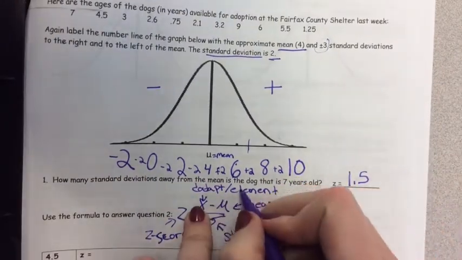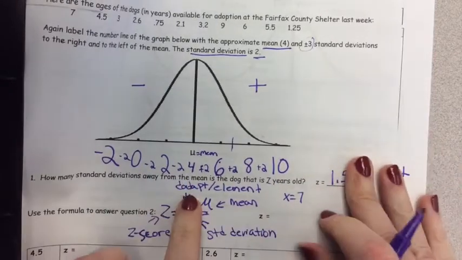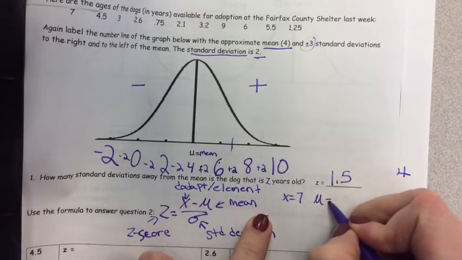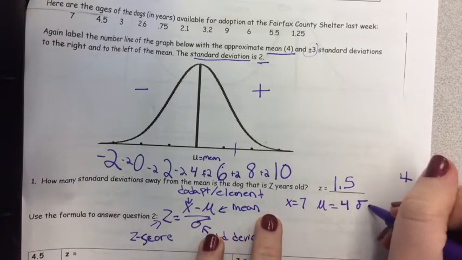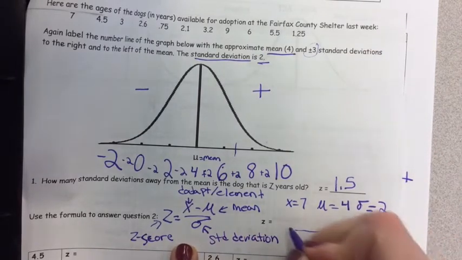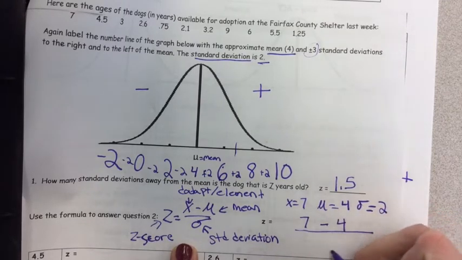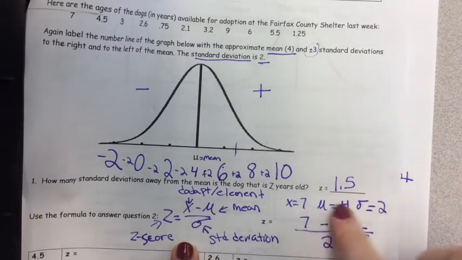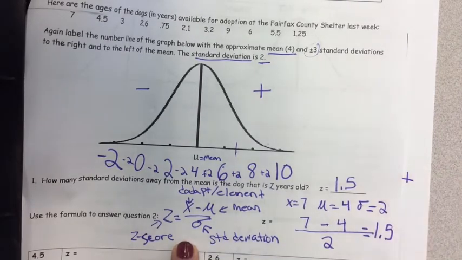So my x, my data point or element, is 7. My mu, or my mean, we knew was 4. And then we know our standard deviation is 2. So I'm going to plug in all of this information. So let's see, 7 minus whatever this is, which is 4, divided by standard deviation, which in this case is 2. When I put this in my calculator, it gives me 1.5, which just happens to be the answer I guessed, so I was correct.